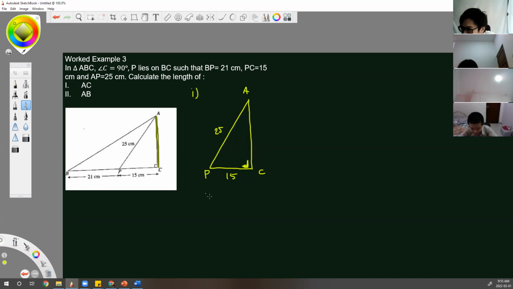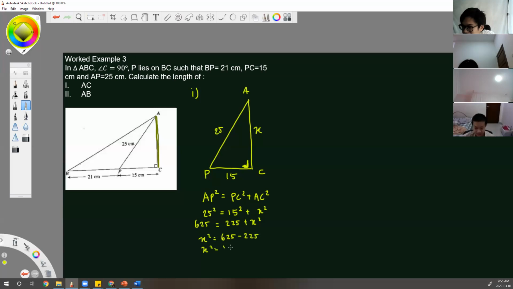So AP square equals PC square plus AC square. You can just switch the order, CP and PC are the same. AP square is 25 square. PC square is 15 square. Let's say AC square is X square. Just write it down like that. Piece of cake. 625, 25 times 25, equals 225 plus X square. You can find the value of X square easily. Subtract, right? X square equals 400.